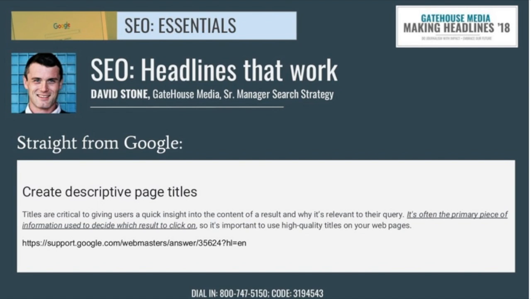Create descriptive page titles. Titles are critical. That's their words, Google's words, to giving users a quick insight into the content of a result and why it's relevant to their query. And this is what I call a big old hint. It's often the primary piece of information used to decide which result to click on.